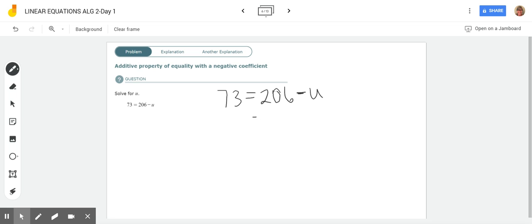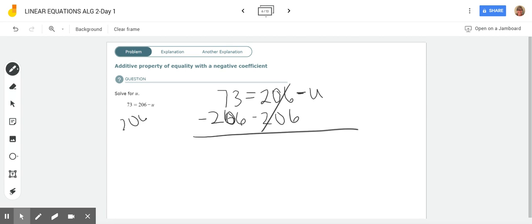So how do you get rid of it? You subtract. So we're going to subtract 206 from both sides. Whoa, let's try that again. 206. Boom. This is going to cancel. And now you have a larger number on the bottom than the top. So do not try to do that by hand. You need to go over here and do 206 minus 73. 6 minus 3 is 3. 20 minus, that's 133. So 133 equals negative u.